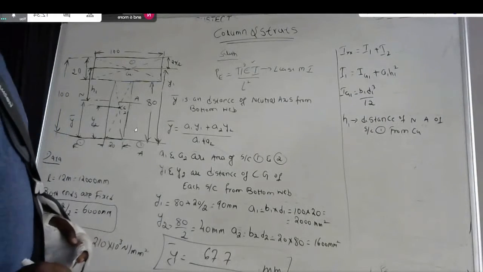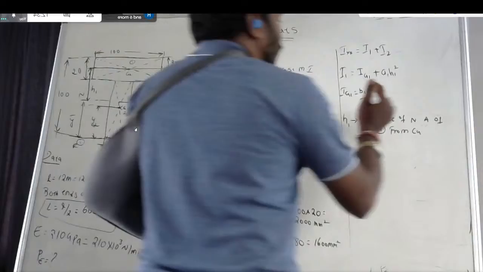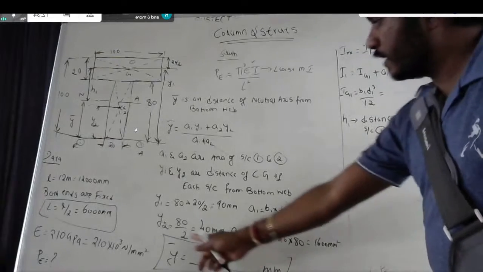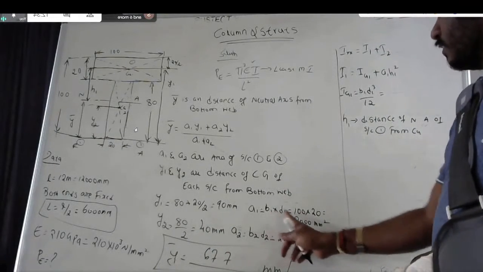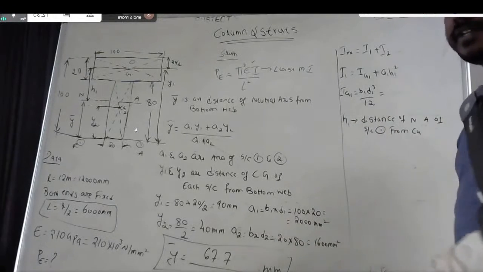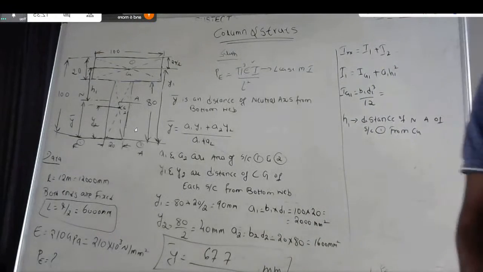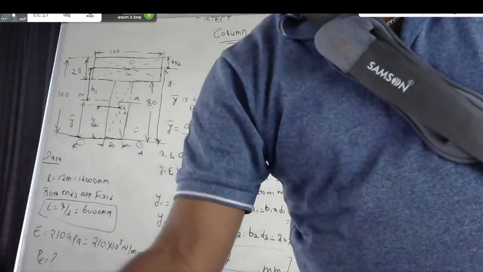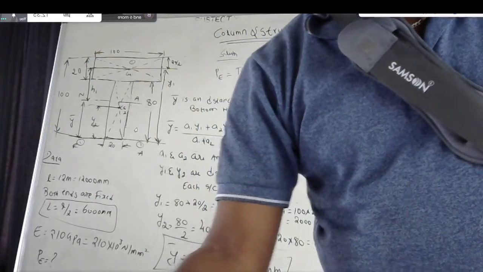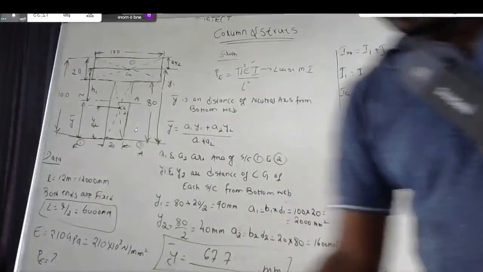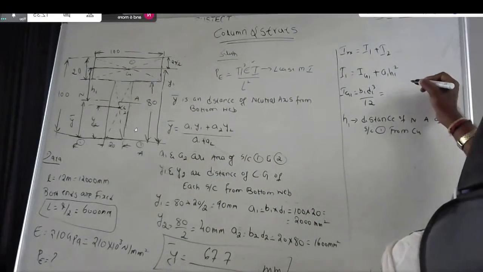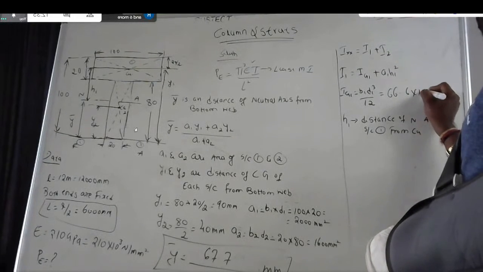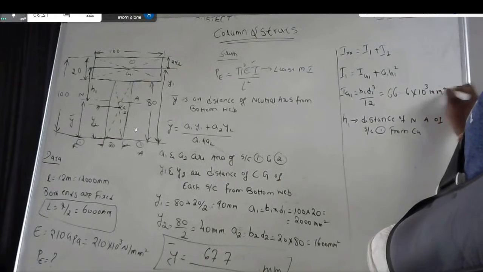Now we will give the I1 value. Let me calculate Ig1 first. Ig1 is B1 D1 cube by 12. I know B1 and D1: B1 is 100, D1 is 20. Calculate how much you will get. Yes, correct. 66.6 into 10 power 3 mm to the power of 4.